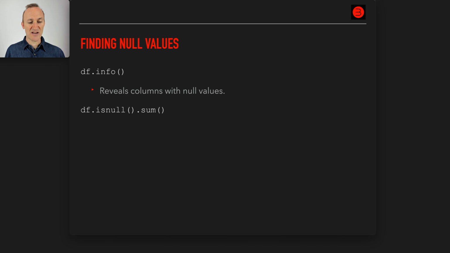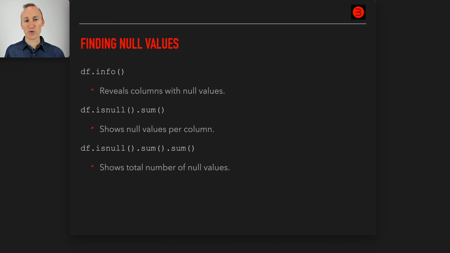Another way is df.isnull().sum(). This actually shows the null values per column. It's explicit. So we have a double method there. And here's a triple one, df.isnull().sum().sum(). You're summing what's above it, and that means you are, in fact, getting the total number of null values.